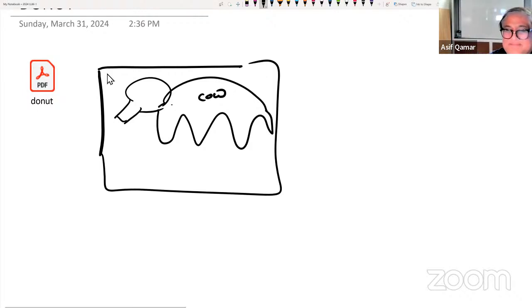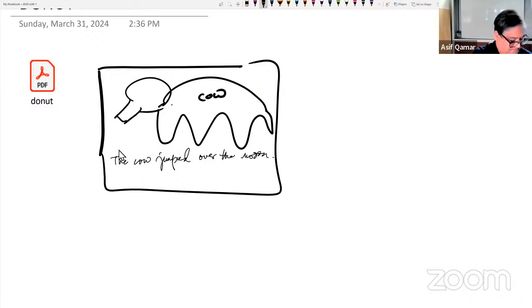And you have a text. The cow over the moon. So what you have to do is first recognize, suppose I give you the task of just identifying the text. You have to know where the text is.